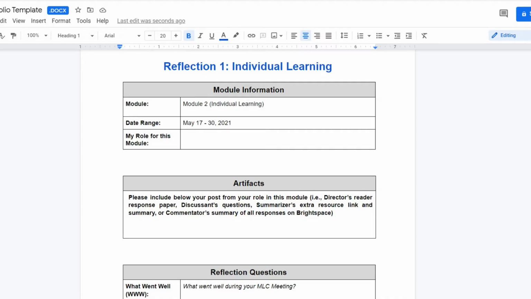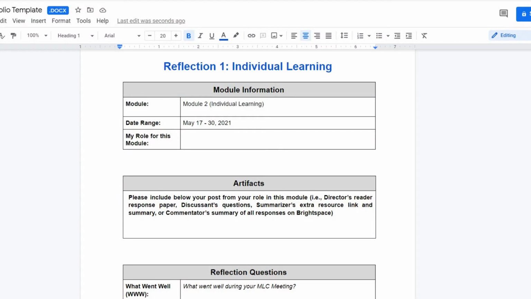It will also contain several prompts to reflect on the group process and your own learning, as well as applying concepts to your future practice and your developing philosophy of teaching. The MLC portfolio has 6 prompts for you to respond to. The first one is your role. So include whatever your role was for that module, for example, the director. Artifacts: include the artifacts from your role. If you are the facilitator, for example, this would be your discussion questions.